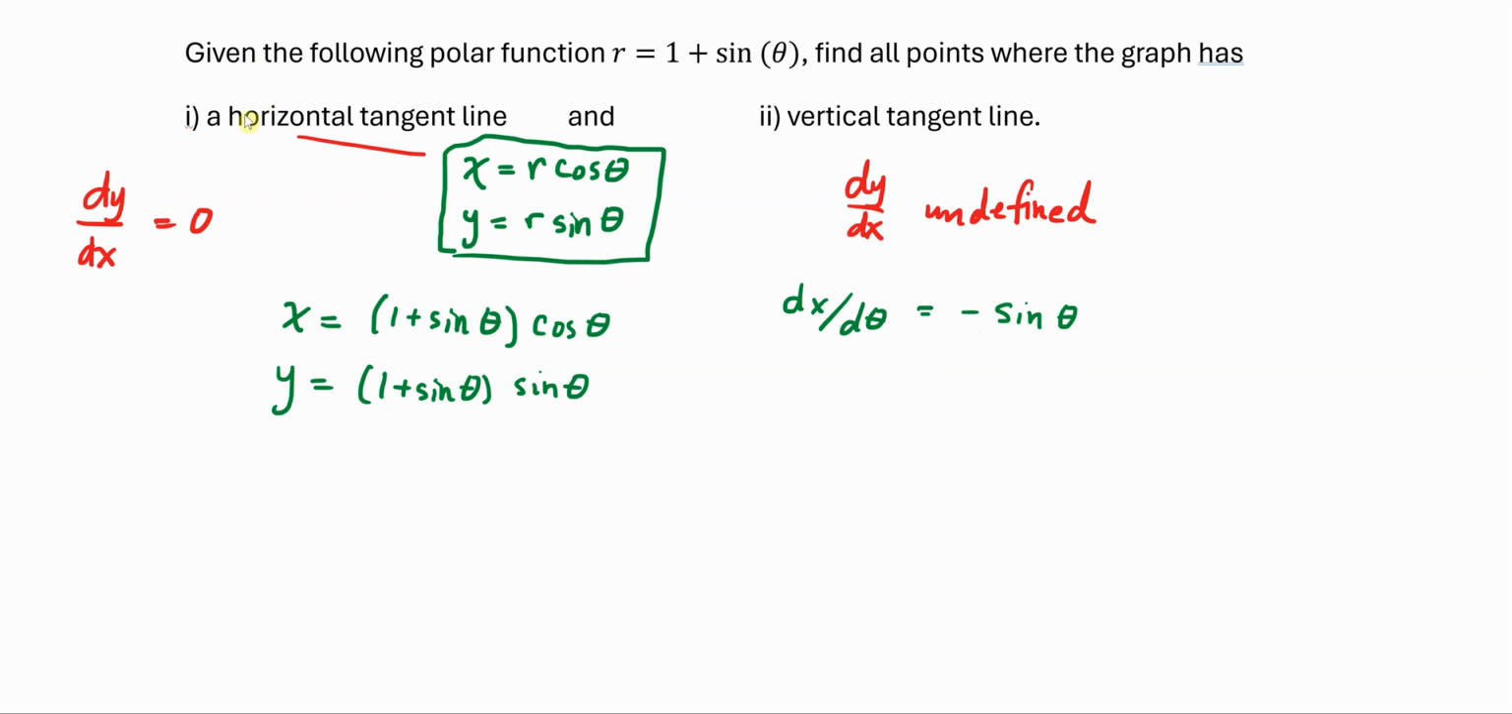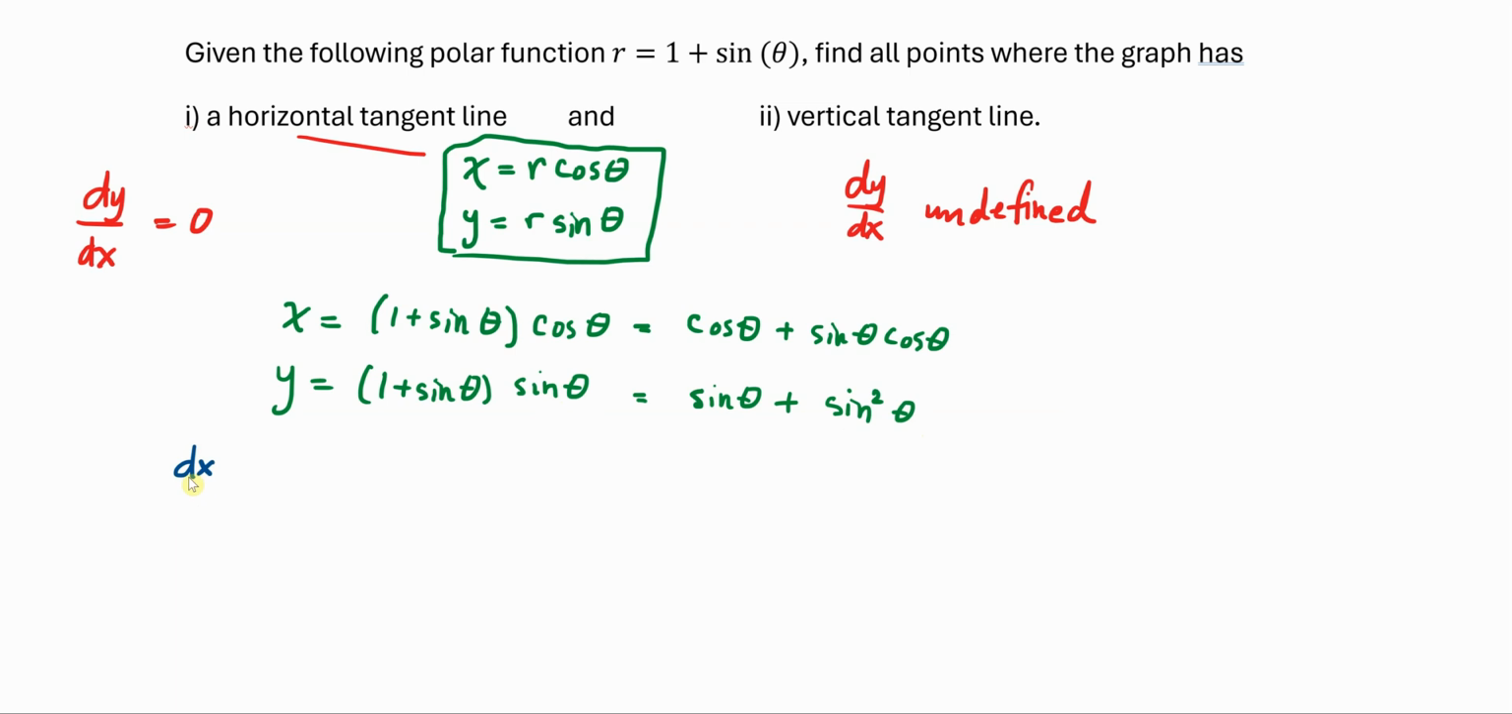I'm sorry, let me backtrack just a little bit. Sorry about that. I'm just going to distribute the cosine and the sine throughout. So x is equal to cosine theta plus sine theta cosine theta. And y is going to be equal to sine theta plus sine theta times sine theta, or sine squared theta. Okay, so just distributing that.